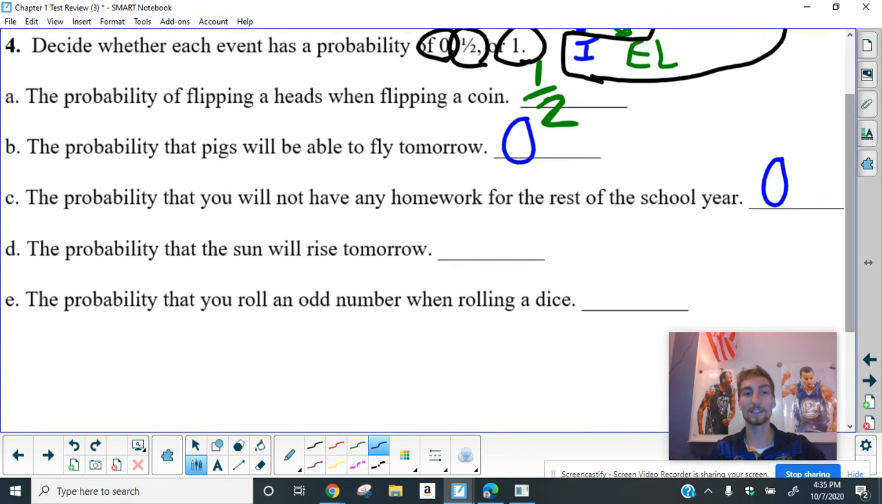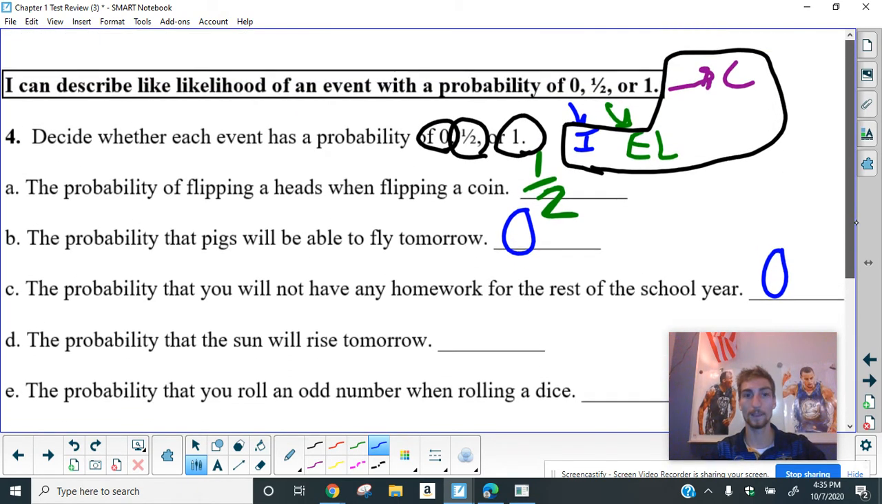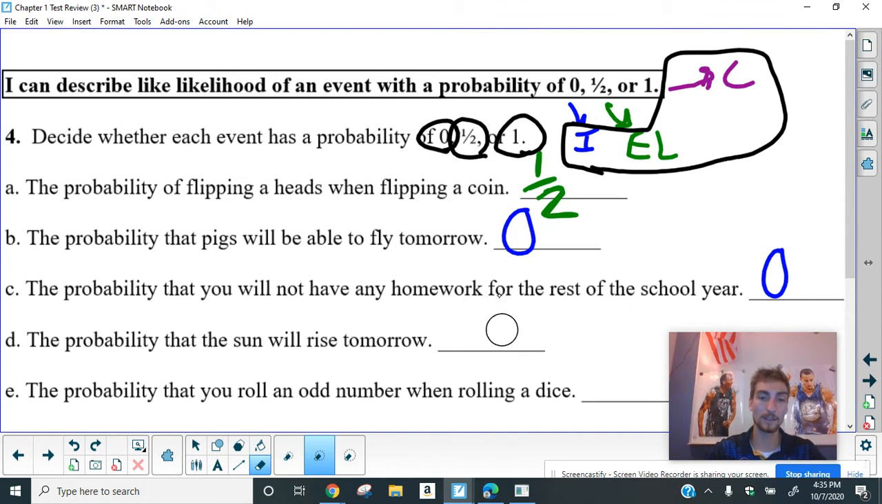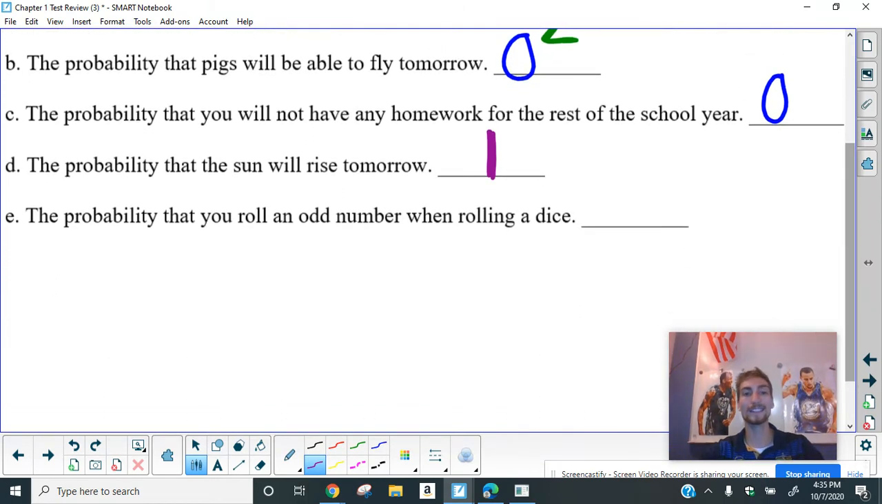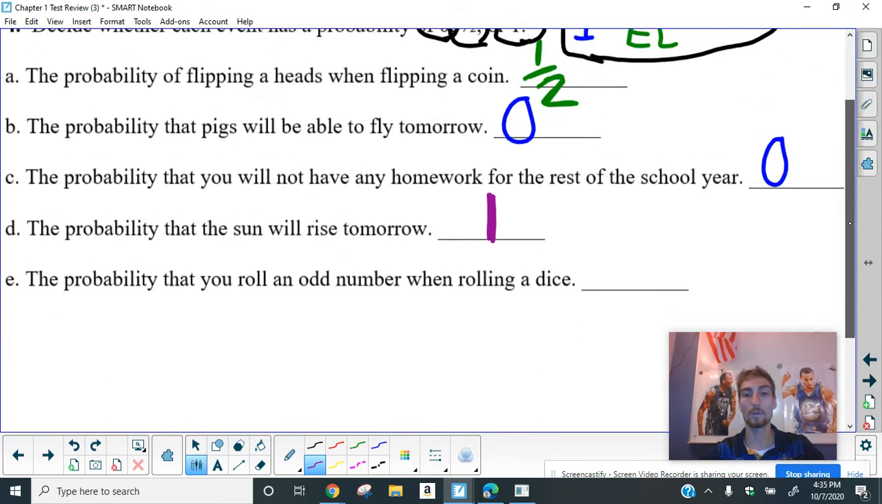The probability that the sun will rise tomorrow. I sure hope it does, or else that's not good news for us. That is certain. I am certain that the sun will rise tomorrow. Ooh, but I don't want to see that here. I want to make sure that I write the fraction just like it's asking, or the whole number. In this case, I want a whole number. 100% chance. The probability that you will roll an odd number when rolling a dice.